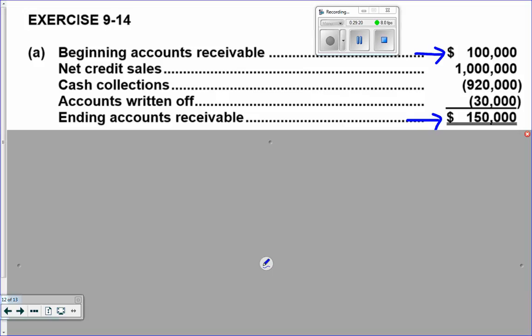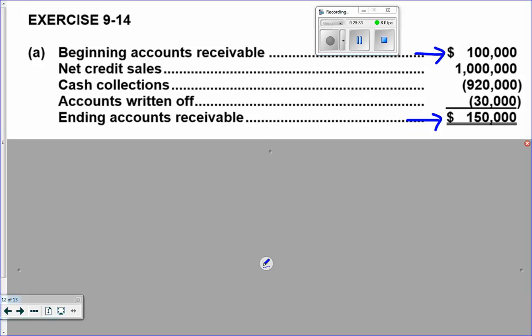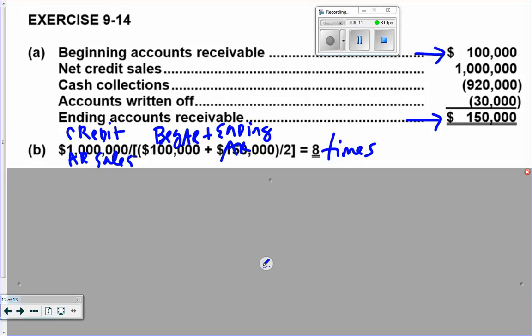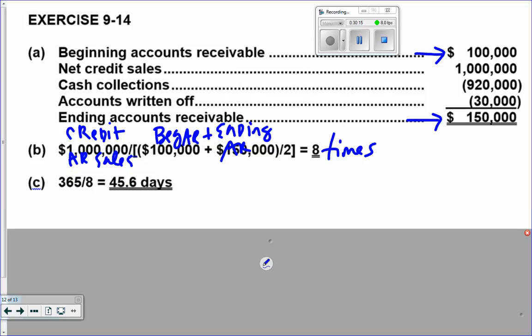Exercise 9. To then figure out how many times we turn over, we take the credit sales of $1 million divided by your average AR. So the sales that we made that were not cash-based, but rather were charged. And you took your beginning AR plus your ending AR, which wasn't given to you. That's what made this hard. So 100,000 plus 150,000, average that, so divide it by 2. In this particular scenario, you're turning over your AR 8 times, which equates to 365 divided by 8, every 45.6 days.